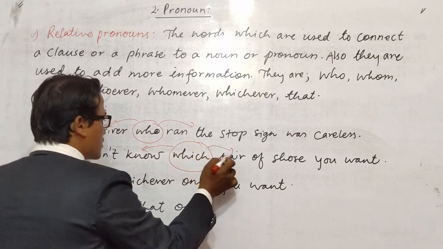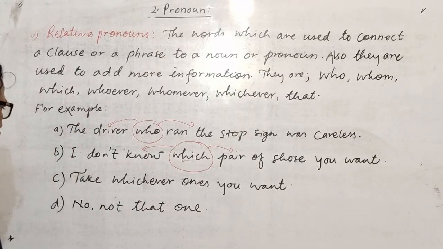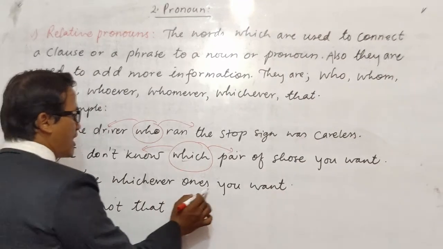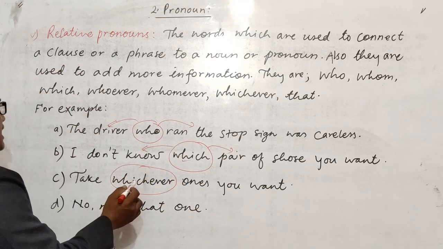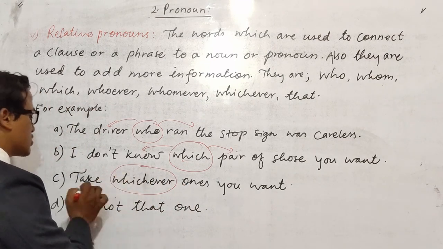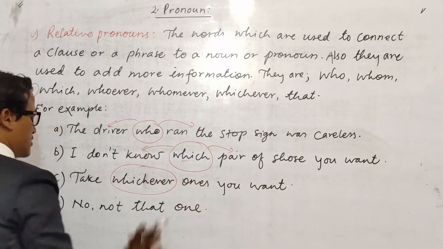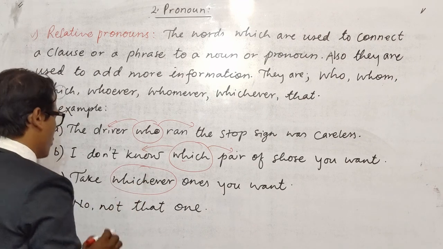It relates to both. See, and this is what? Relative pronoun. Similarly, take whichever ones you want. Here is whichever. This word is functioning as a relative pronoun because this joins two sentences or two phrases. So this whichever is the relative pronoun.